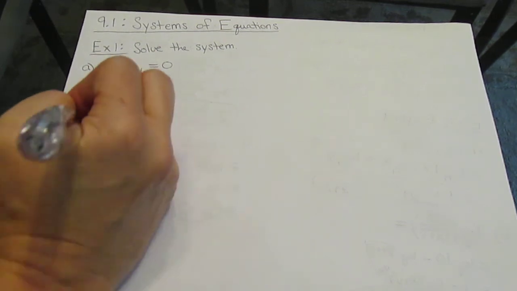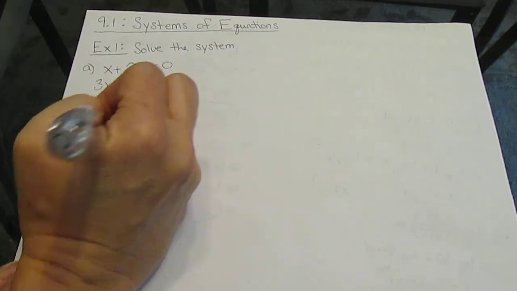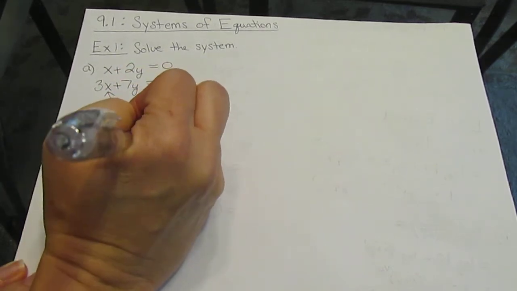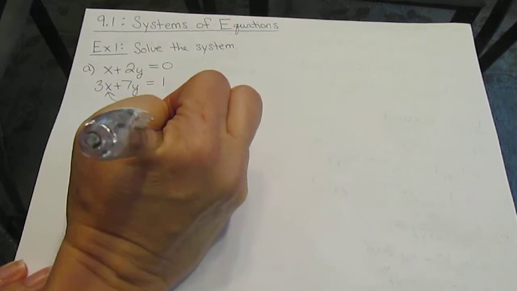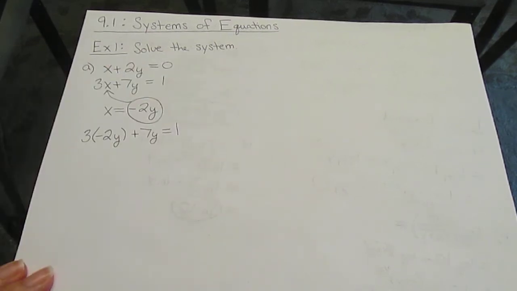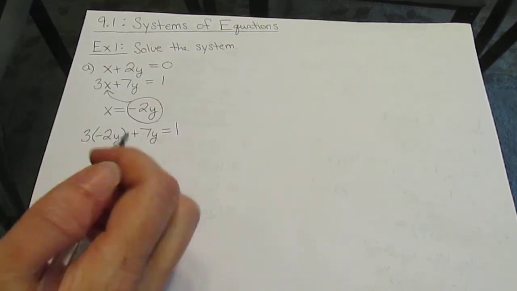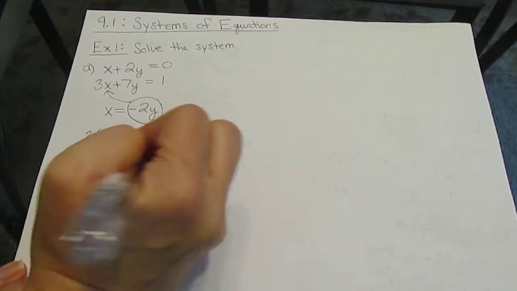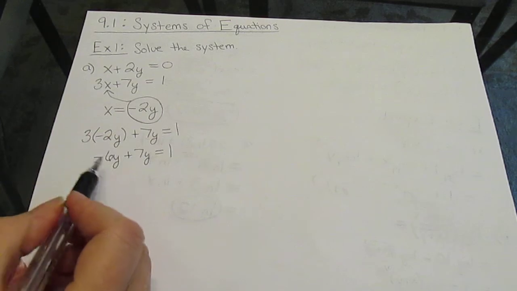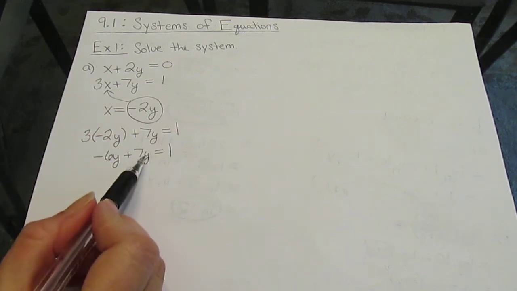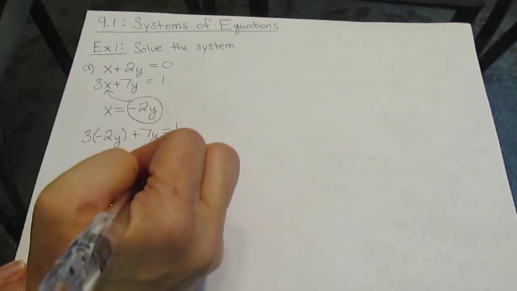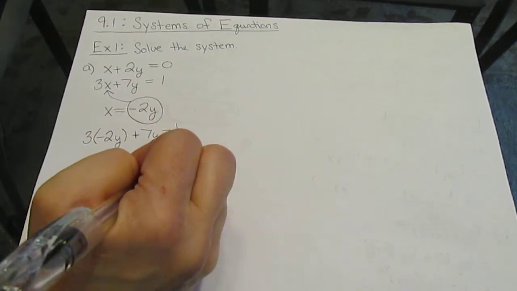So I've got 3 times negative 2y plus 7y equals 1. And now we can solve for y. So I've got negative 6y plus 7y equals 1. Negative 6y plus 7y is just y. So we found our y.